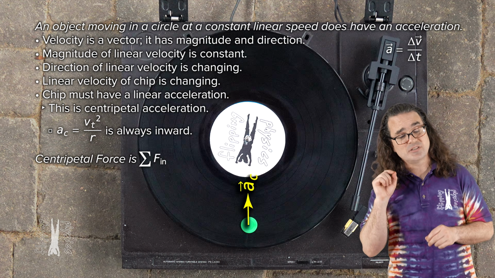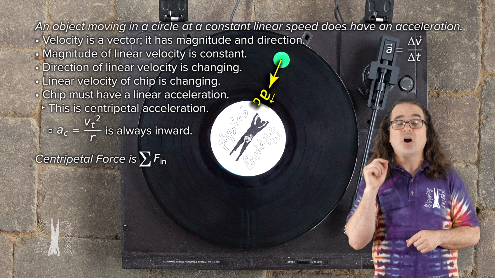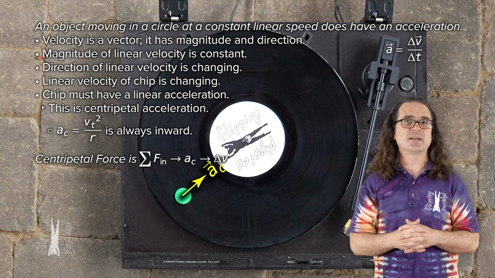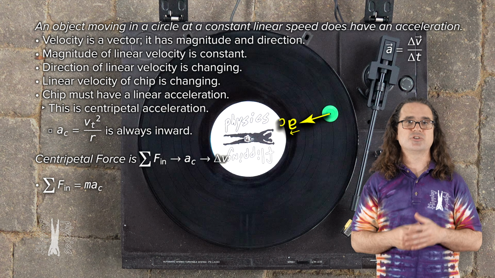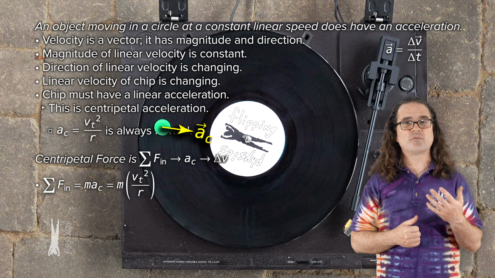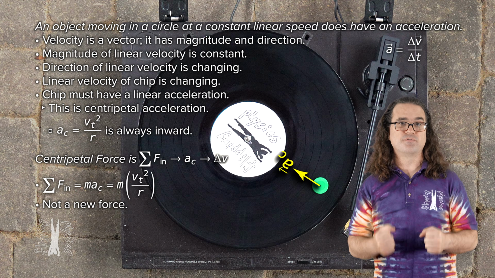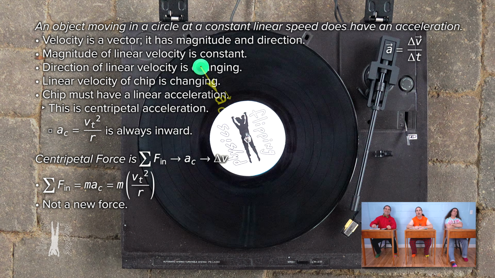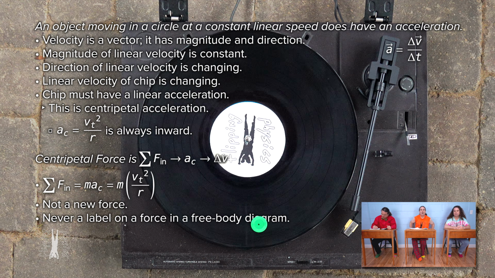Lastly, the centripetal force is the net force in the inward direction on the object, which causes the centripetal acceleration of the object, which causes the change in direction of the velocity of the object. The net force in the inward direction equals mass times centripetal acceleration. So the net force in the inward direction equals mass times tangential speed squared over radius. And please realize the centripetal force is not a new force. The centripetal force is the net force in the inward direction. So the centripetal force is never, ever a label used on a force in a free body diagram.